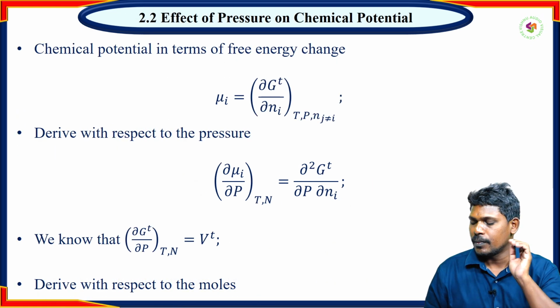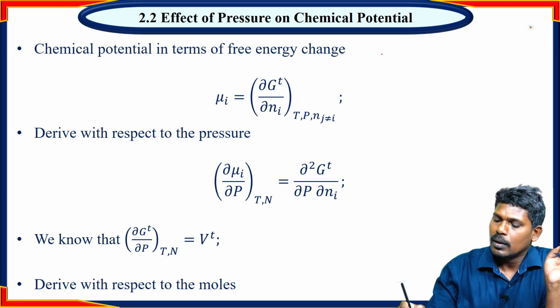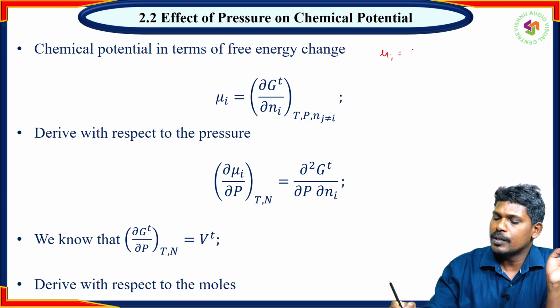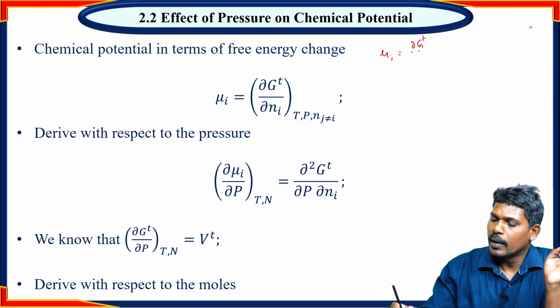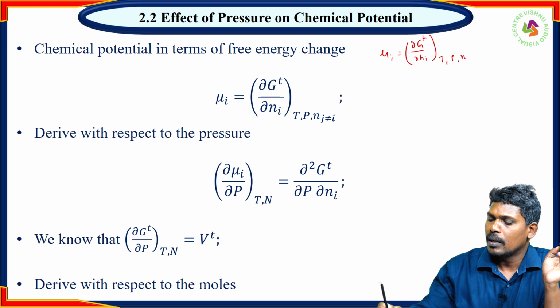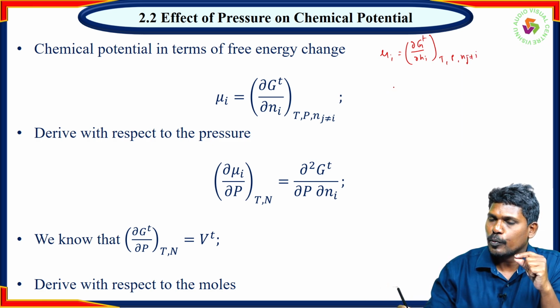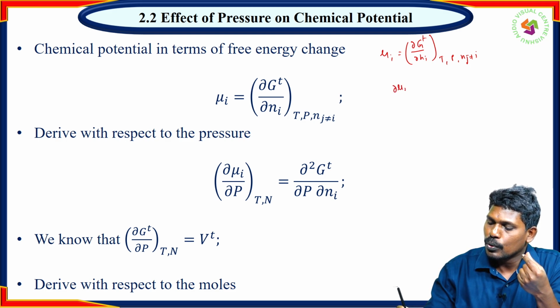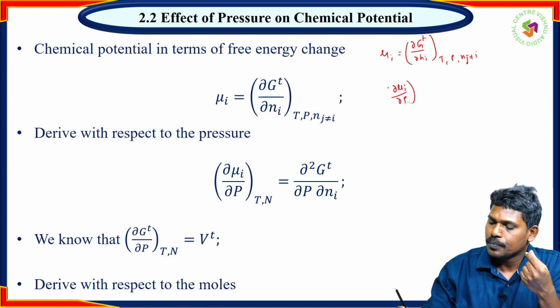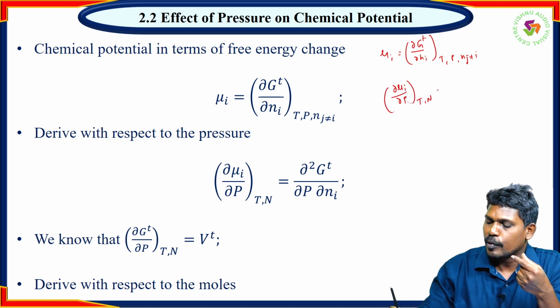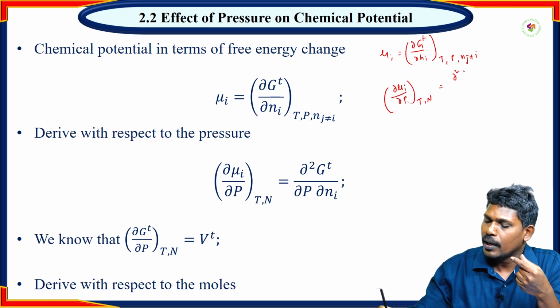Next, with pressure. In the same way, we already know mu_i is equal to dou Gt by dou Ni at constant temperature and constant pressure, Nj not equal to i. Now differentiate this expression with respect to pressure, to see how the chemical potential changes. So dou mu_i by dou P at constant temperature and number of moles is dou square Gt by dou P dou Ni.